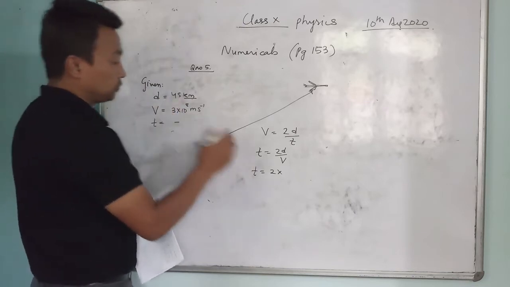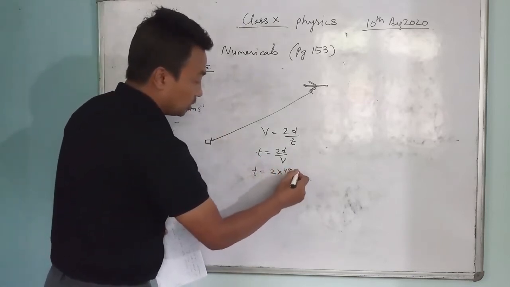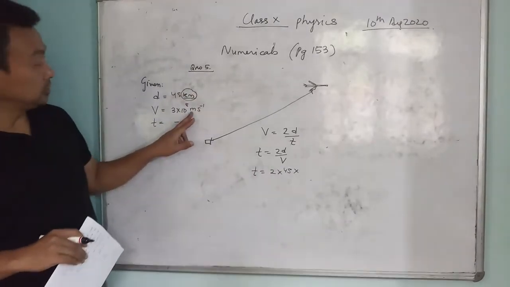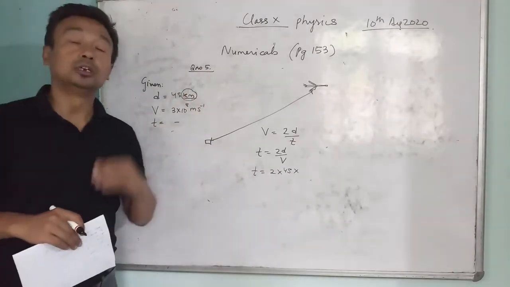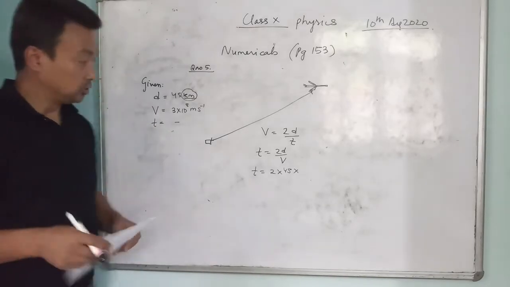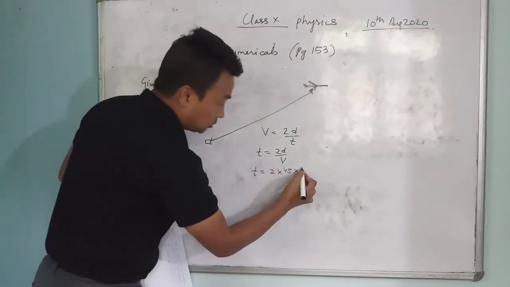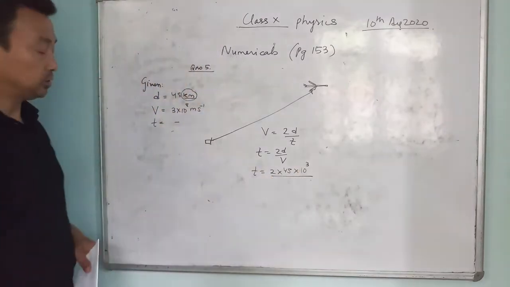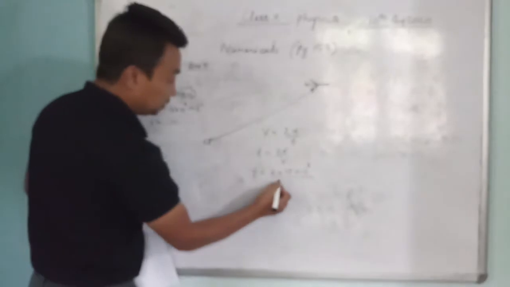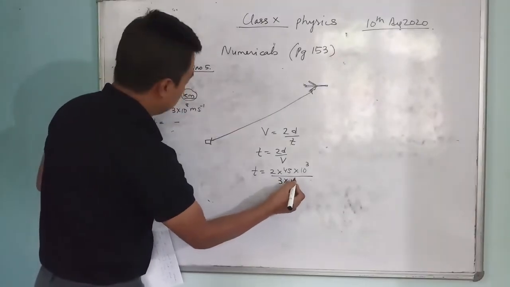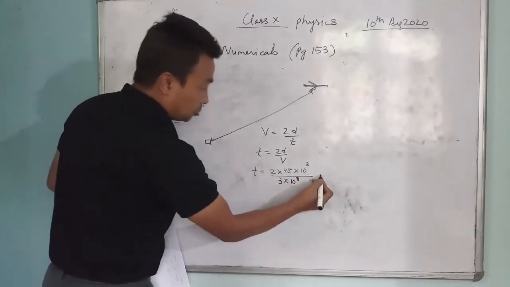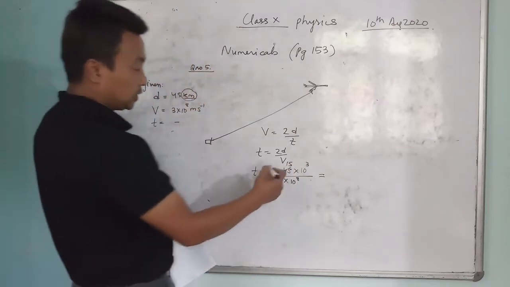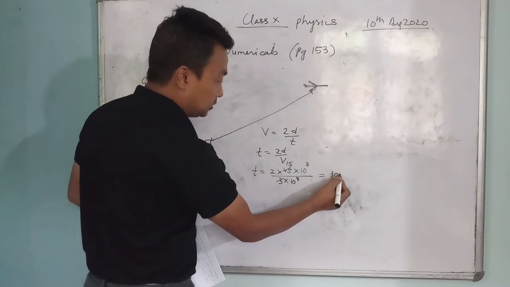Distance is given to you, 45. If you look at the unit of the distance, it is kilometer, but the speed is in meter, so this kilometer needs to be converted into meter. So we change it. 1 kilometer is 1000, that is 10 to the power 3. 1000 means 3 zeros. And the speed is given to you, 3 into 10 to the power 8. 3 15s are 45. So after multiplying, you get 30.